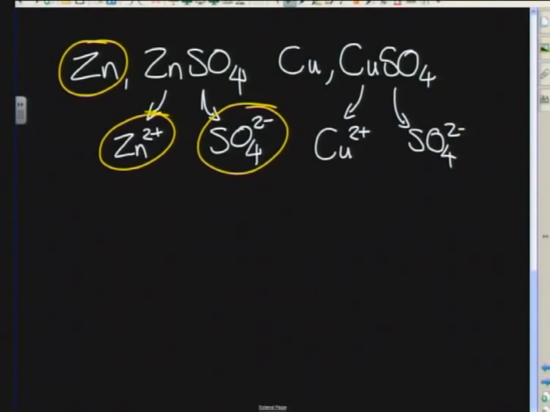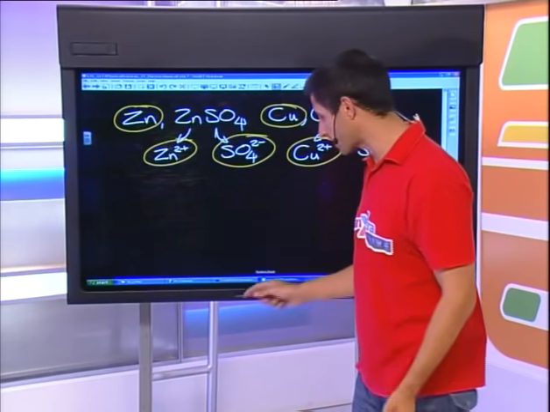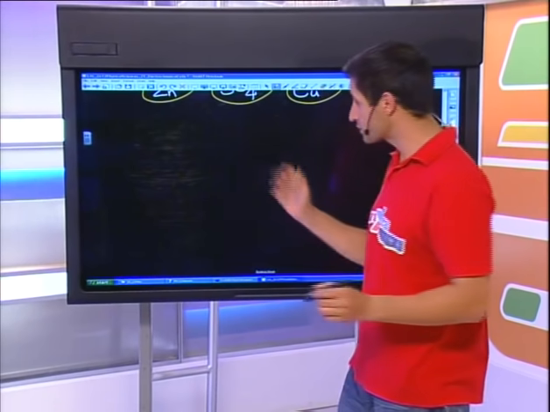Now, there's some confusing things which you'll find on that table. So once you've circled all the zinc 2+, the sulfate, the copper, and the copper 2+, I'll show you how to pick the best one. So this is the first step. Figure out what you've got, guys. Then, this is where you go.